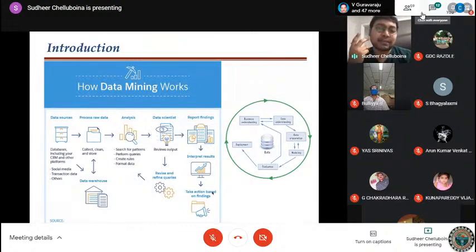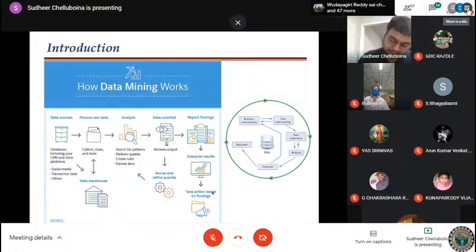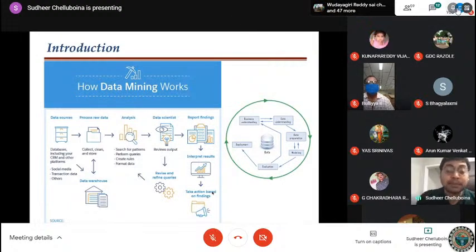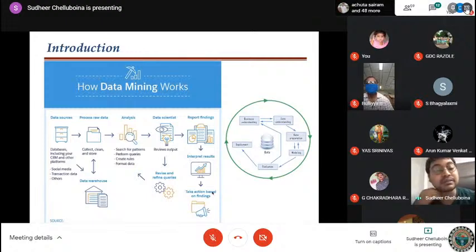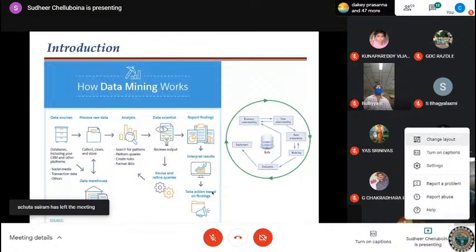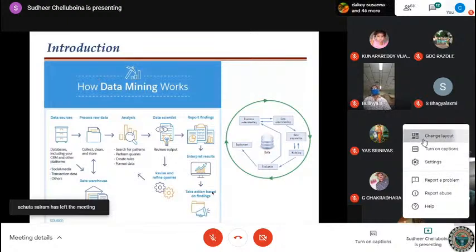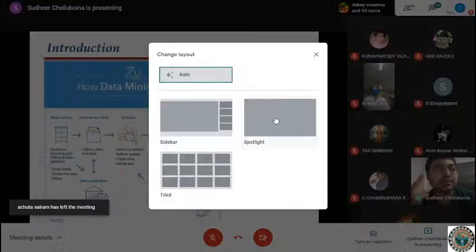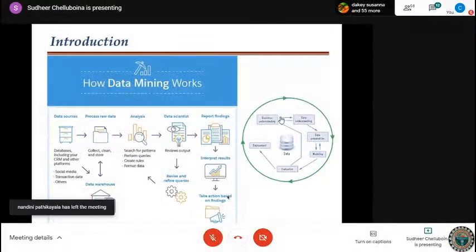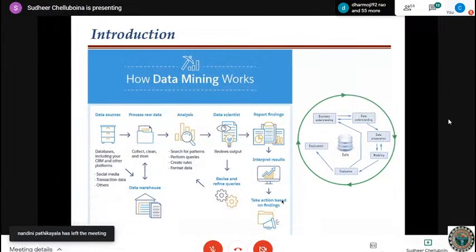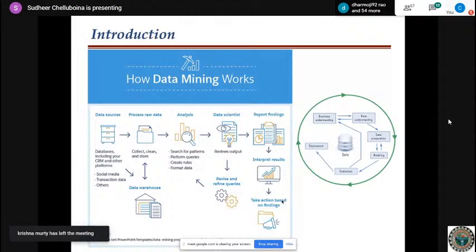What exactly is data mining? Data mining sits on top of the data. I believe everybody understands what data is. Data exists in various fields, whether chemistry or lab details, nomenclature details, or electronics, like RPM readings or voltage readings. All those we call data.